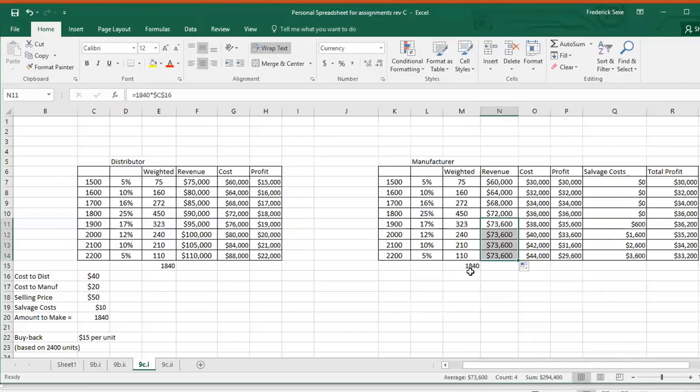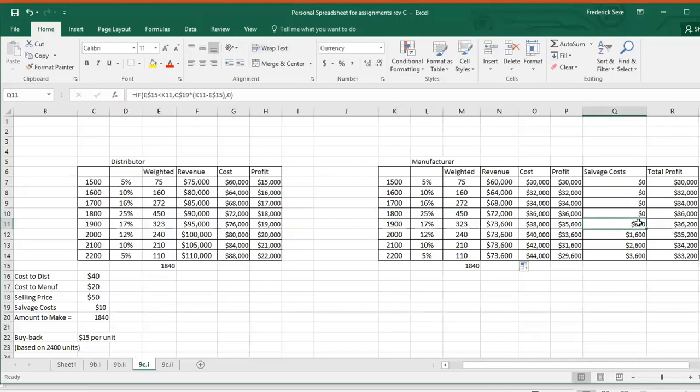I'm sorry, let me back up. If this number is greater than this column, then your revenue would be this times your cost to the distributor. If it isn't, then you would go your weighted average minus this number. You would calculate the revenue from that, and then you would add your salvage cost.